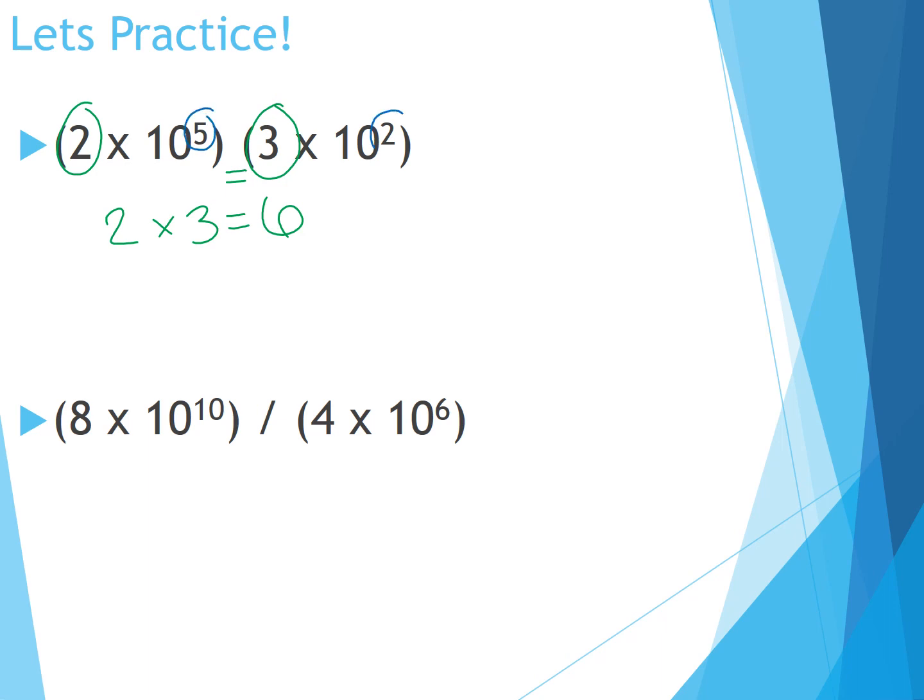And then we're going to take the exponents. We have that 5 and the 2. And we're going to do 5 plus 2. Remember, when we multiply, we add. That's going to be 7. And then we're going to put it all together. So we're going to have 6 times 10 to the 7th.